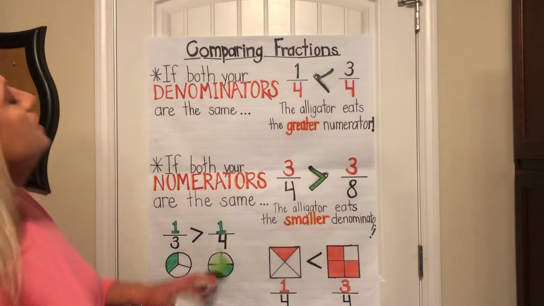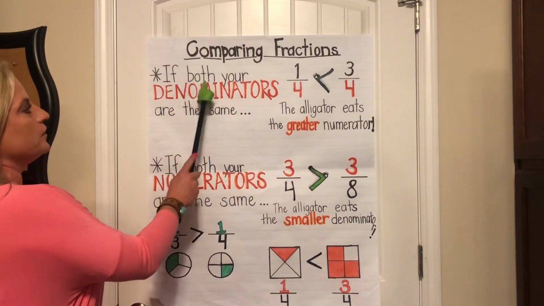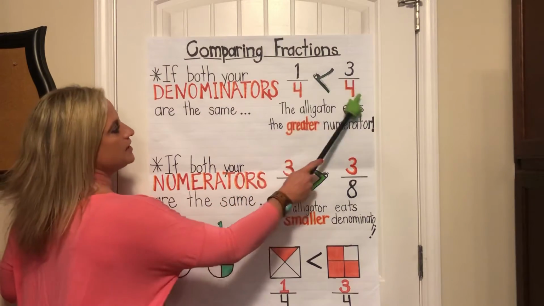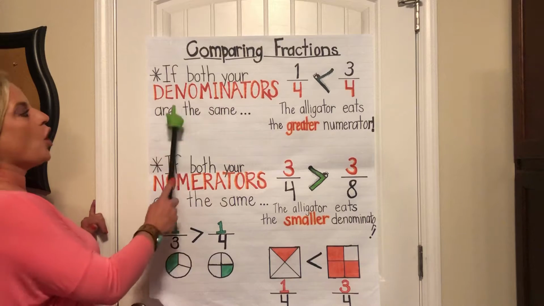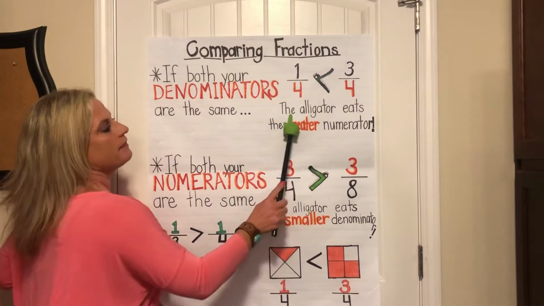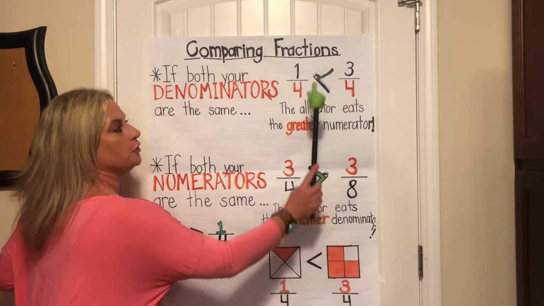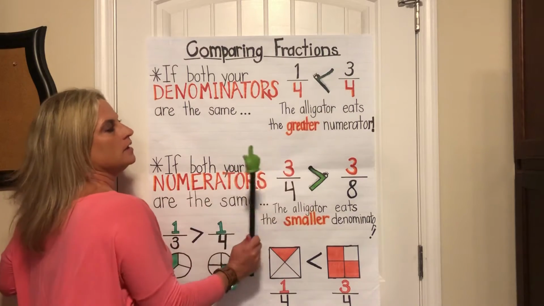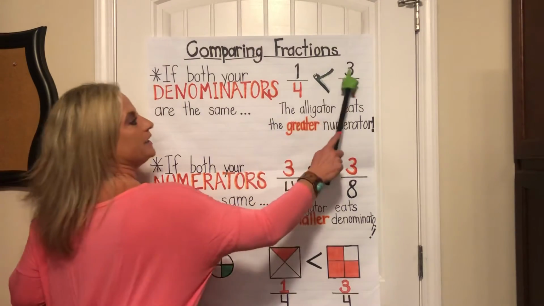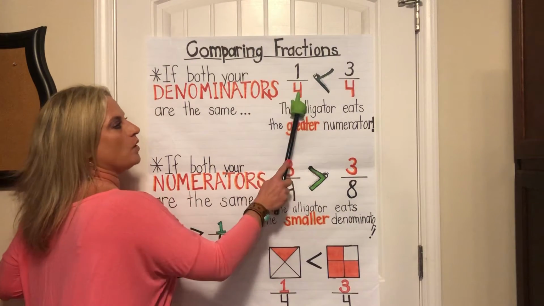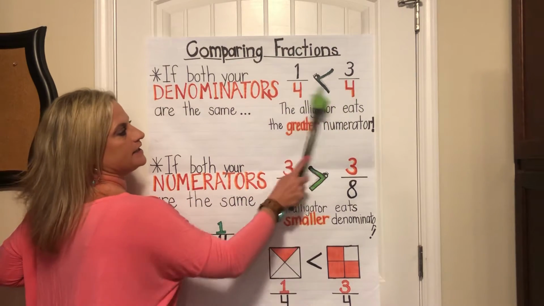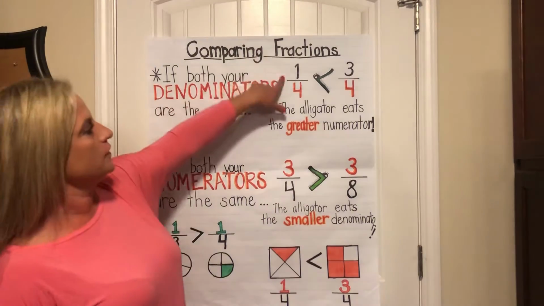So anyhow, all right, so comparing fractions. If both your denominators, remember denominators are the numbers down, D for denominators, are the same, okay? We have denominator 4, denominator 4. The alligator eats the greater numerator, okay? So we go to the numerator. Is 1 or 3 greater? Hope you guys know that. 3 is definitely greater than 1. So 1/4 is less than 3/4. And that's if the denominator stays the same. You will look at the numerator, okay?